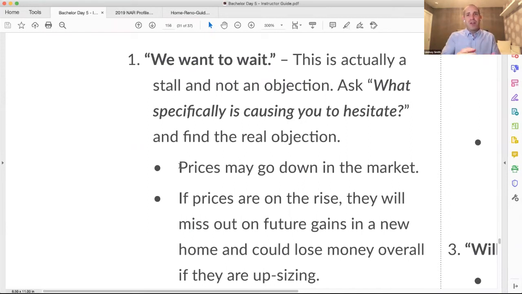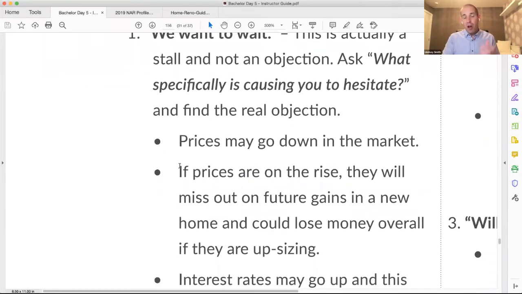And especially if someone is downsizing in a marketplace, then they're typically taking the cash out of their more expensive home and downsizing to another home. So if prices go down, they're going to lose more on the more expensive home. Also, if prices are on the rise, then they will also miss out on future gains in a new home, and they could lose money overall in the case that they're upsizing.